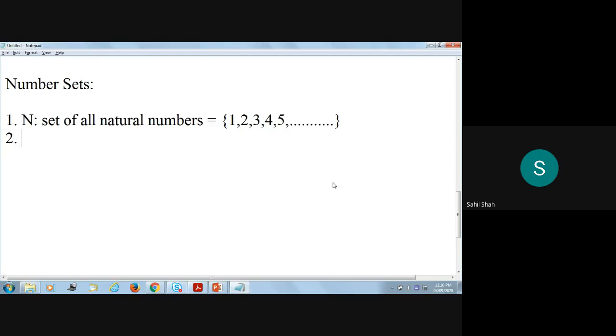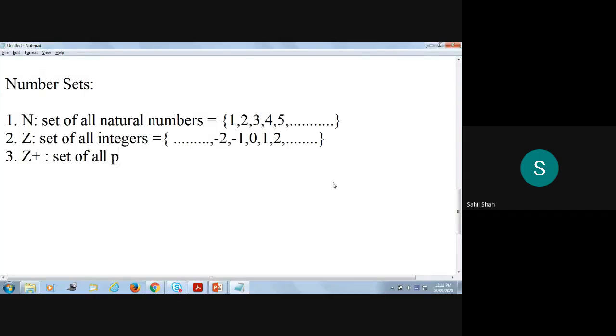Moving further, the second set. If I have capital Z, this capital Z denotes the set of all integers. This is equal to the set of all integers, dot dot dot up to -2, -1, 0, 1, 2, everything. Capital Z makes 3. Then Z plus, with the plus at the top of Z, will denote the set of all positive integers.